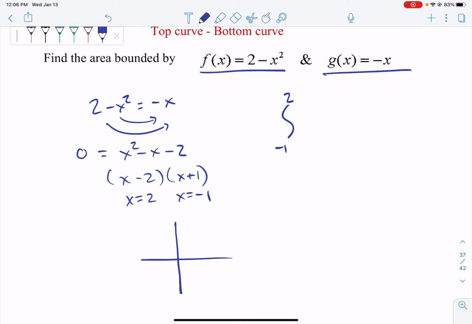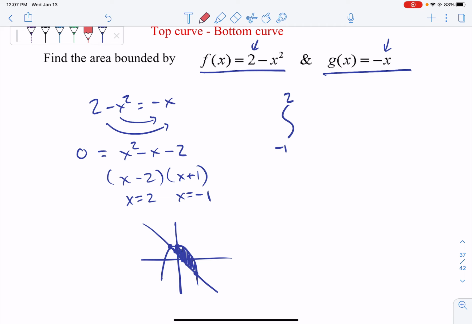my f of x, 2 minus x squared, the 2 is a vertical shift. So that means it's shifted up 2, and the minus x squared means it's an upside down parabola. G of x equals negative x. Well, that's just like saying y equals x, but instead of a positive x, it's the negative. So instead of my line going up to the right like this, like it would if we had y equals x, we have y equals negative x, so my line's going the other way, okay? So here's my intersections, and I'm looking for this area right here in the middle.